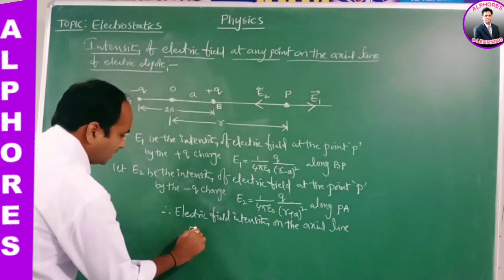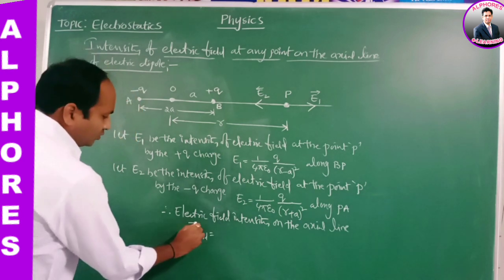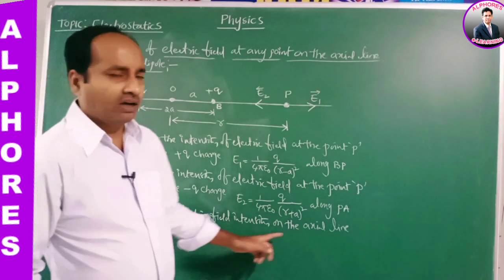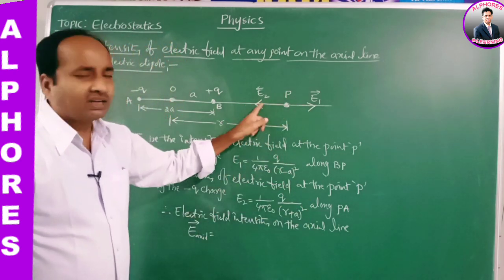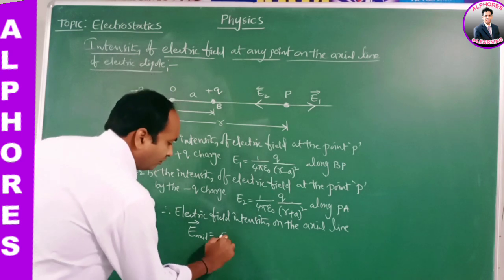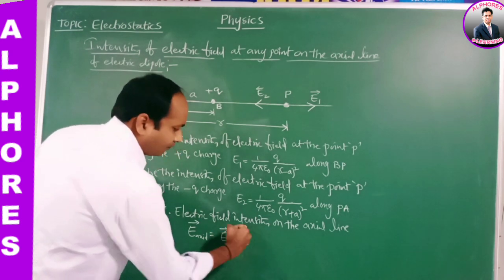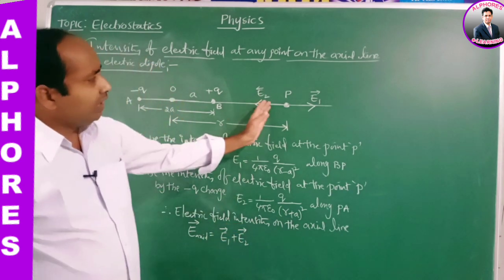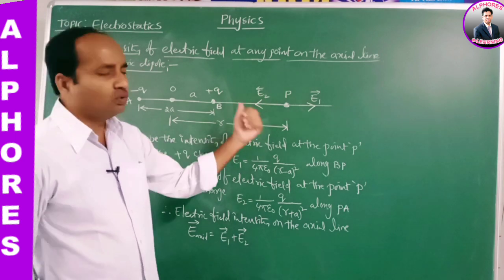E axial is equal to E axial. So the net intensity of electric field on the axial line, denoted by E axial, is the vector sum of E1 bar plus E2 bar. Here the angle between these two is already 180 degrees. E1 and E2 are opposite in direction.